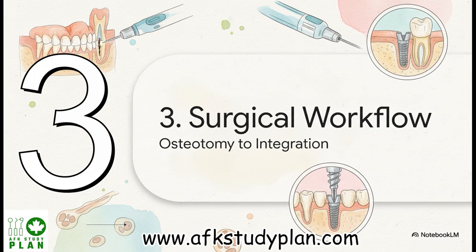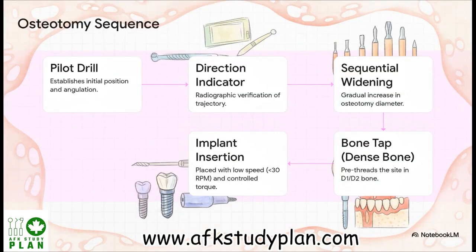We're going to talk about how we prepare the bone and the super important concept of how an implant gets its stability over time. So preparing the bone site, what we call the osteotomy, is a very systematic process. You start small with a pilot drill to set your position and angle. Then you pop in a direction indicator pin and take an X-ray to make sure you're on the right track. After that, you just gradually widen the site with a series of larger drills.